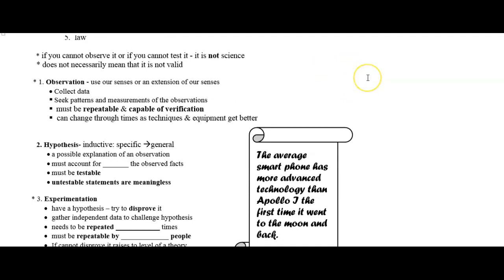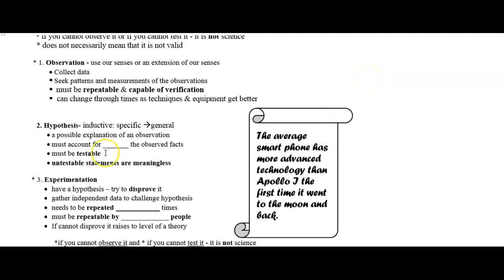We can use our senses or extensions of our senses. Key thing here, what we observe, we have to be able to observe more than one time. It has to be capable of verification. Other people have to be able to see it. And this can change. It's changed a lot, and it will be changing in the future. The video that you're going to watch on energy is really good at explaining this a little bit.